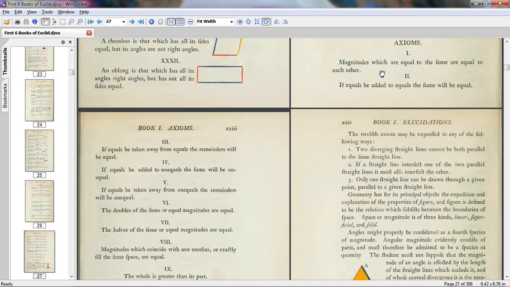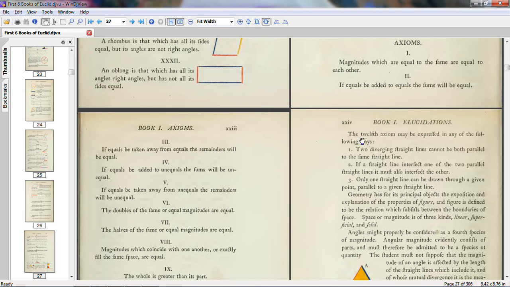First axiom: magnitudes which are equal to the same are equal to each other. So that's the transitive property of equality. If A equals B and C equals B, then A equals C. If equals be added to equals, the sums will be equal.